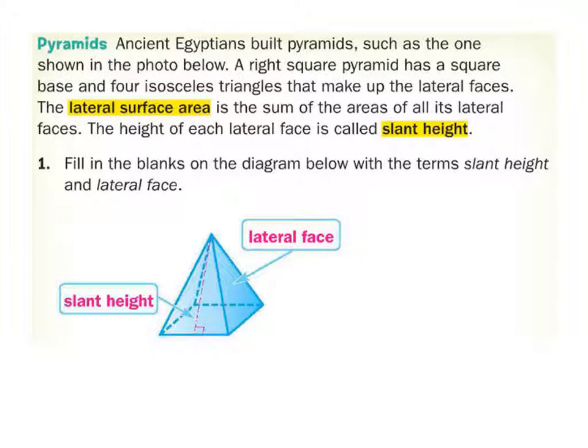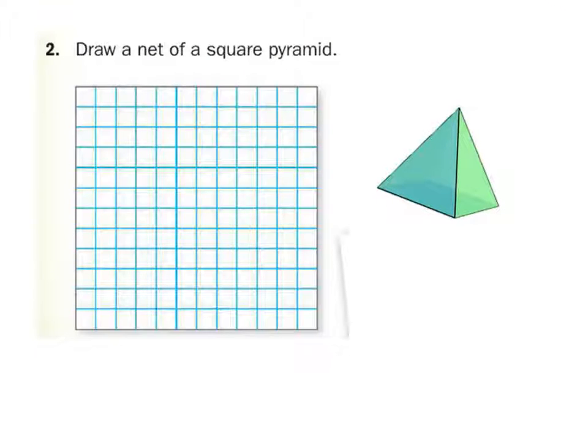So again, since this is pointing to a triangle and not the height, that would have to be an area. And since this one is pointing to this line, that would be a height, okay? Area is two-dimensional, while height is one. All right, let's go ahead and draw a net.